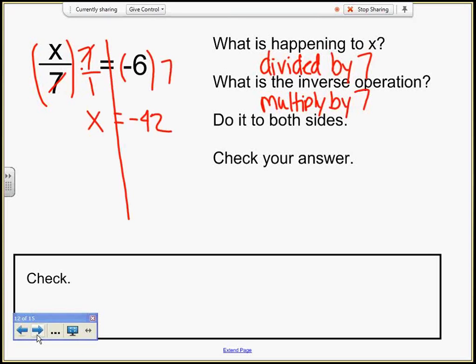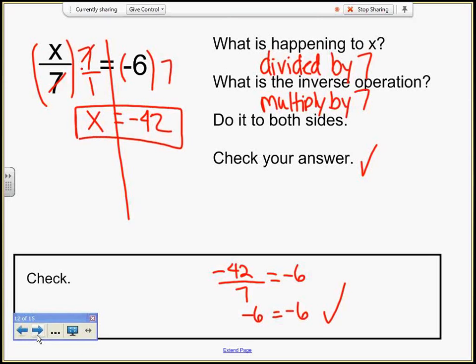Okay. So let me check my answer. So someone's telling me that negative 42 divided by 7 is equal to negative 6. Let me do this math on the left side. So I end up with negative 6 is equal to negative 6. Oh, yes, it is. Checks out. So my answer is x is equal to negative 42. Negative 42 is the only number that I can replace x with and make that equation true.